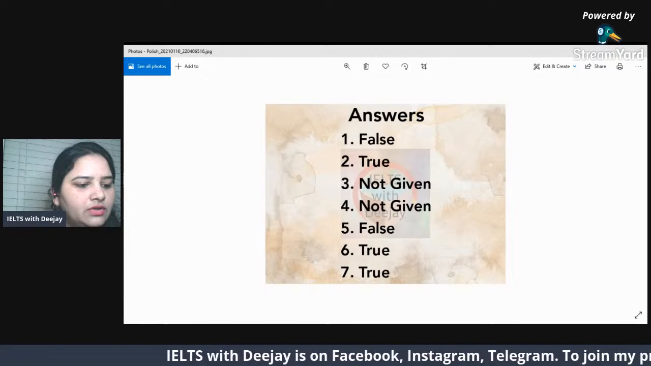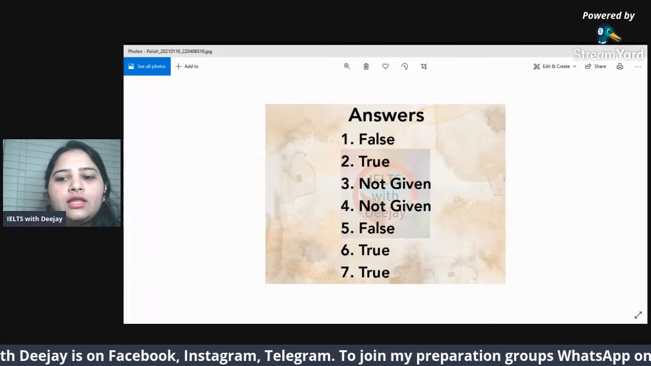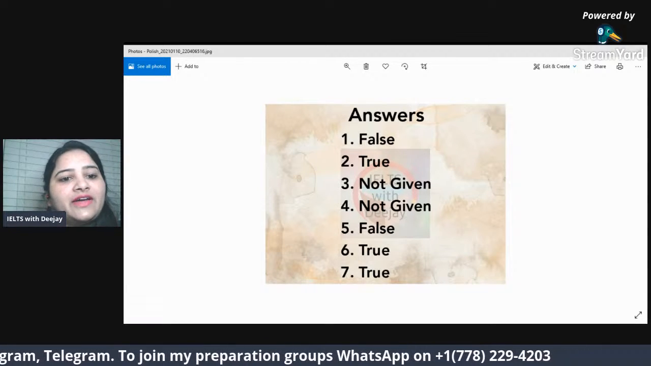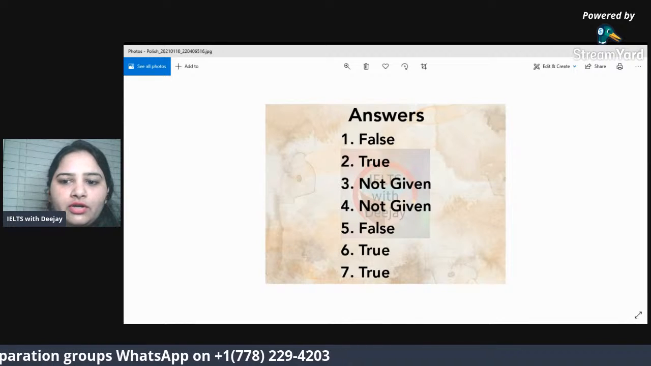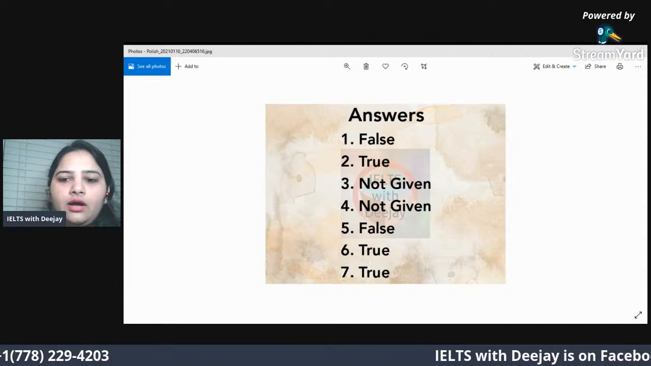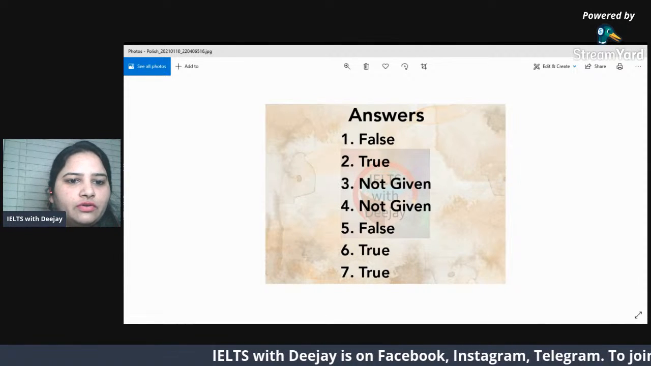Should you give the exam with BC or IDP? Both are the same. I don't think there is any difference. The only thing is that the British Council strives for perfection in speaking. If you're very good in speaking, then only go for British Council. Otherwise, go for IDP. Other than that, there is no difference.